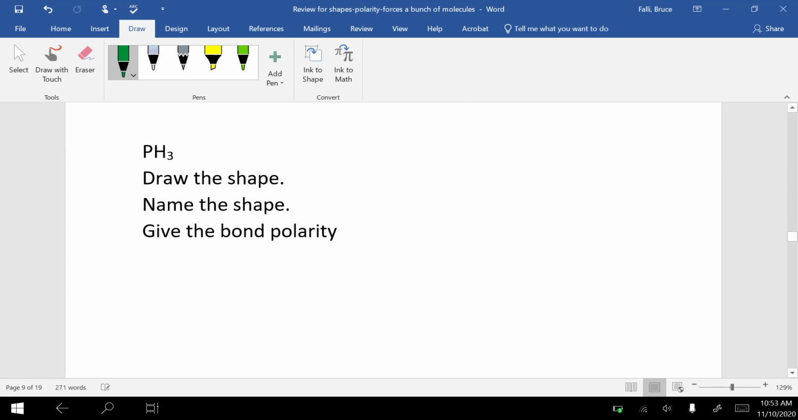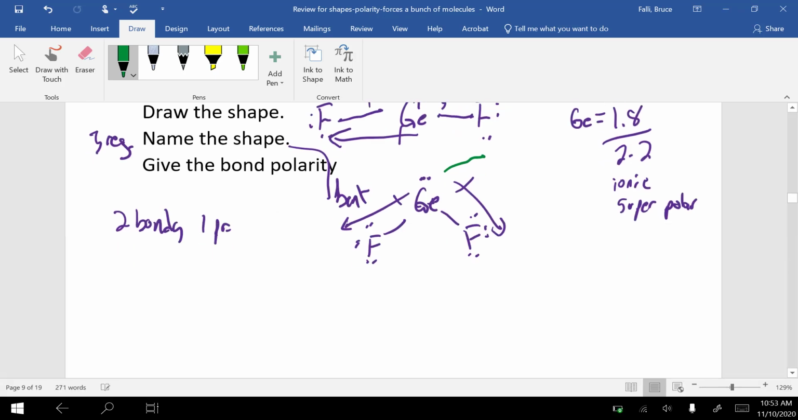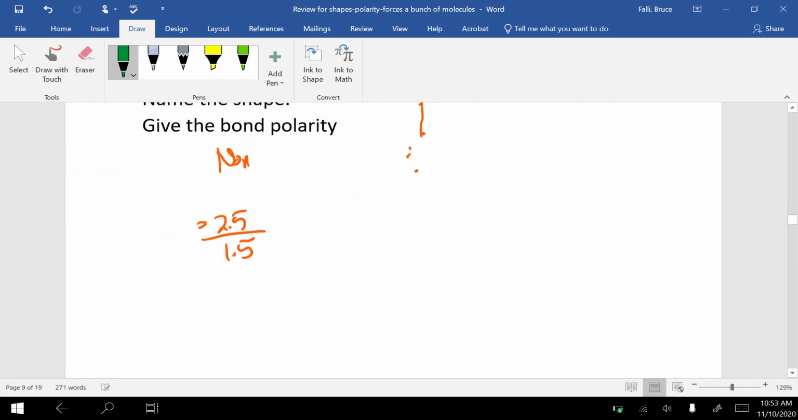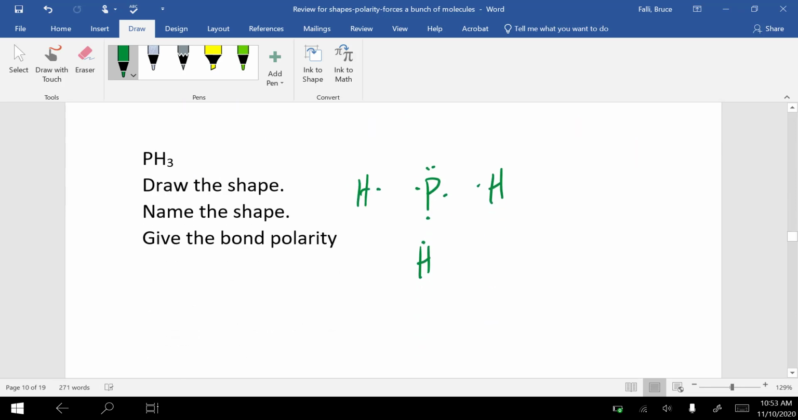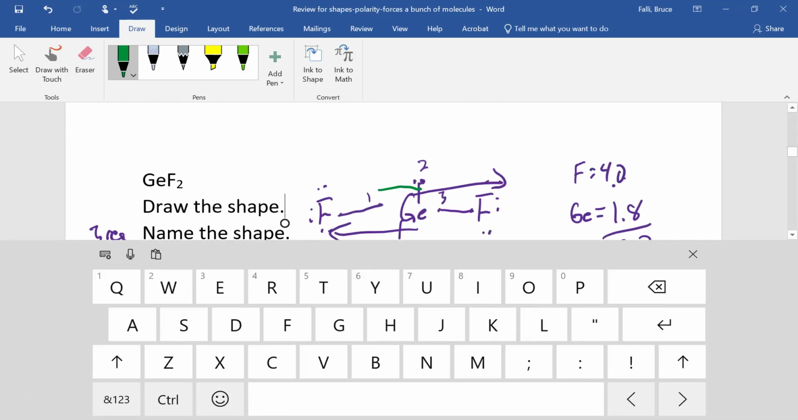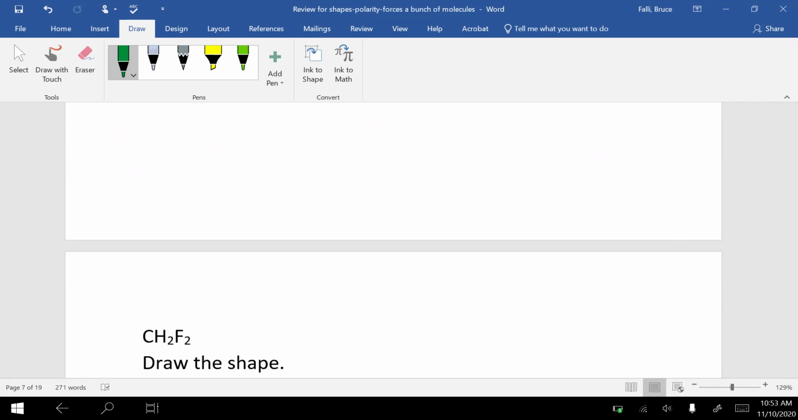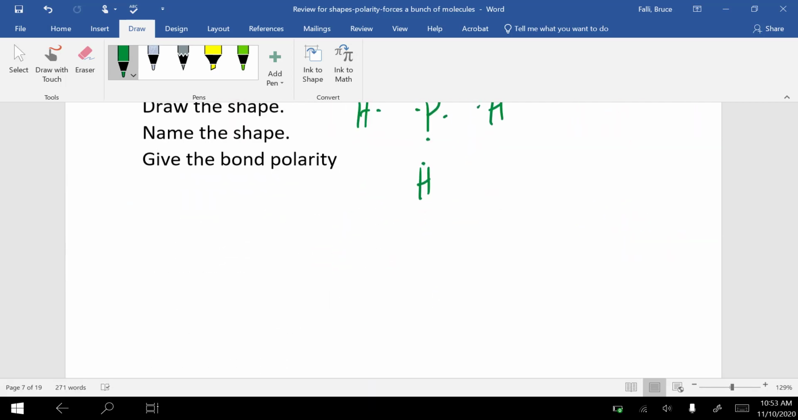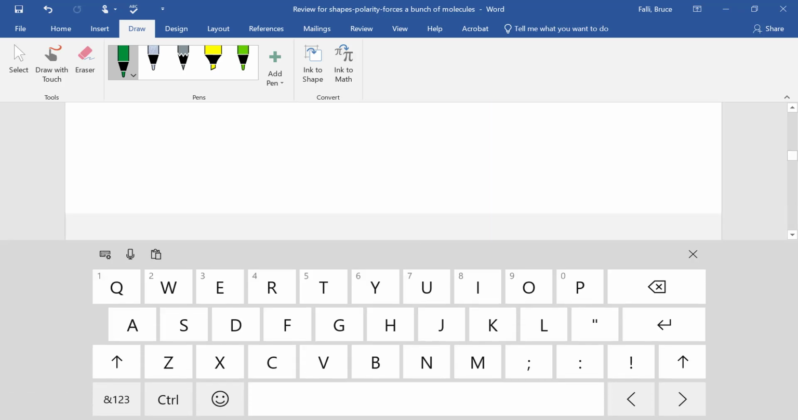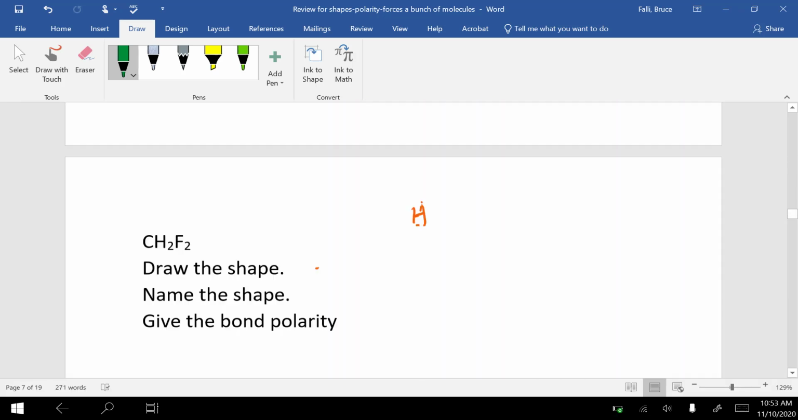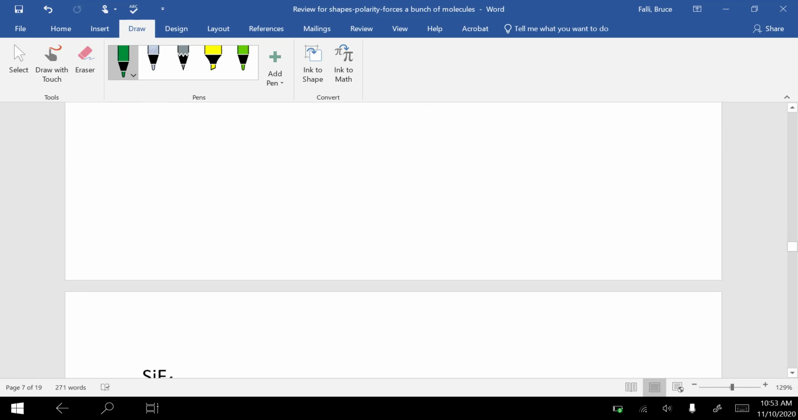Draw the shape. PH3, H, H, H. Every hydrogen has one. So again, I get the dots from the number of valence electrons, which comes from the periodic table. I've drawn my dots around all of them, and I connect the dots. Man, this one's being mean to me. There's so many of them.